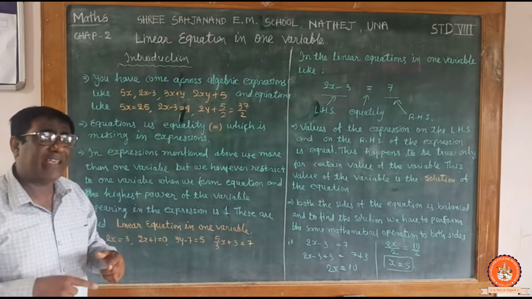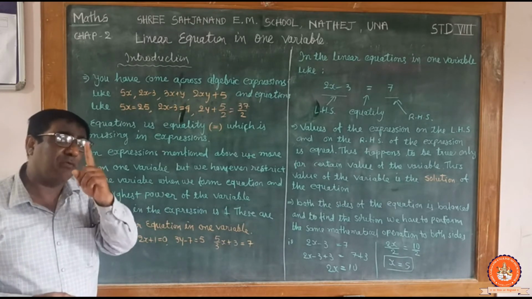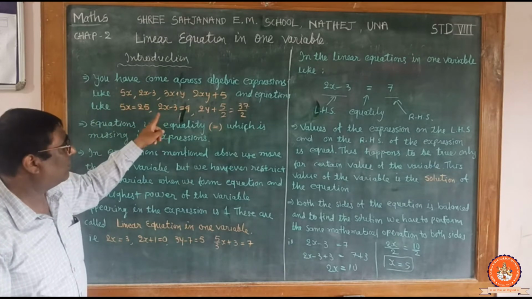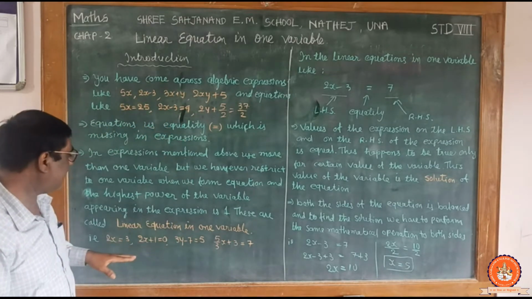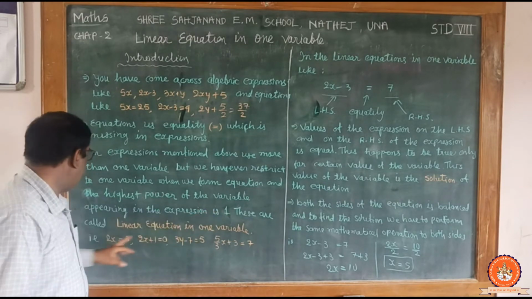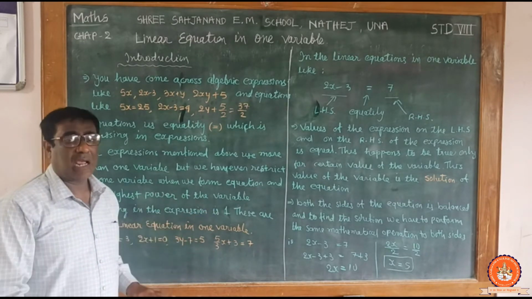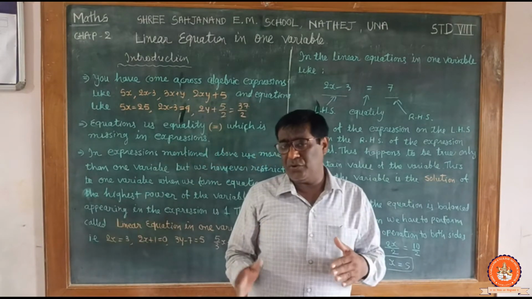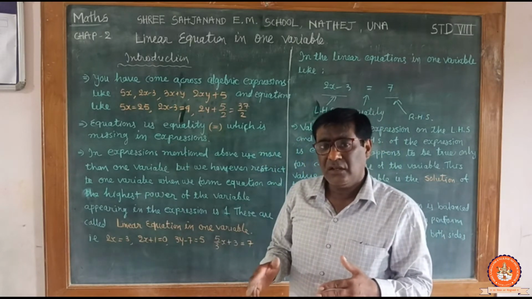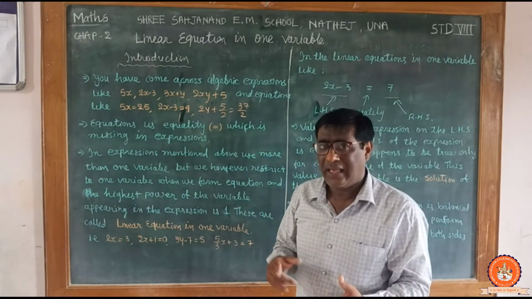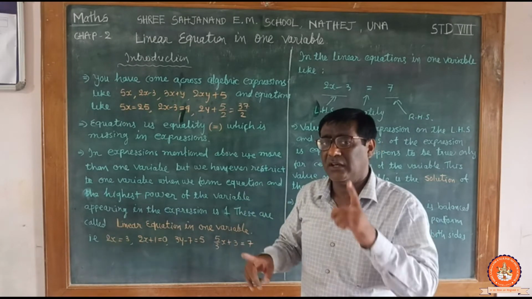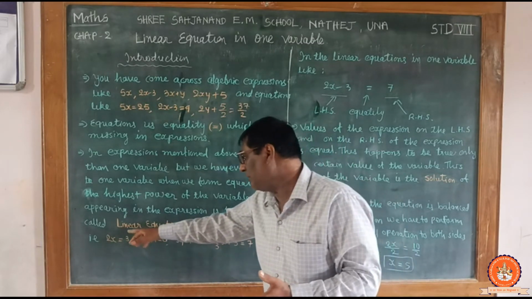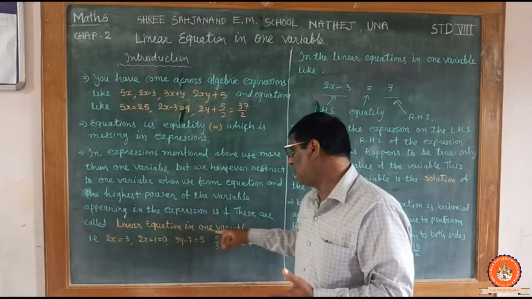Moreover, the highest power of the variable will be 1. A 1 degree polynomial is used in formation of the equation. So these are called linear equations in one variable. While forming the equation, if we use the expressions with only one variable and having highest power only one, then these equations are called linear equations in one variable.